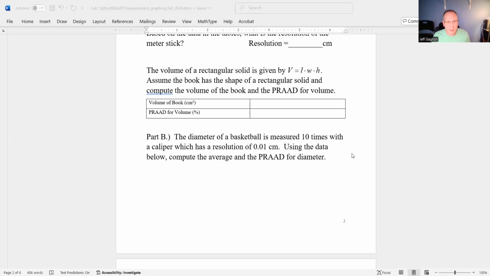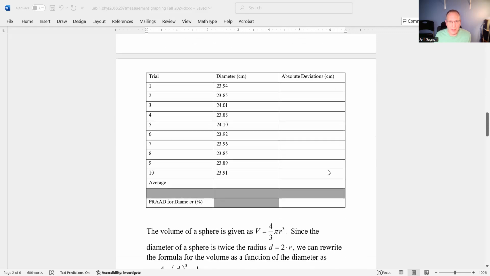Okay, part B. You're told that the diameter of a basketball is measured 10 times with a caliper that has a resolution of 0.01 centimeters. Using the data below, compute the average. So you want to find the average diameter and the prad for diameter. Okay, so here's your data.